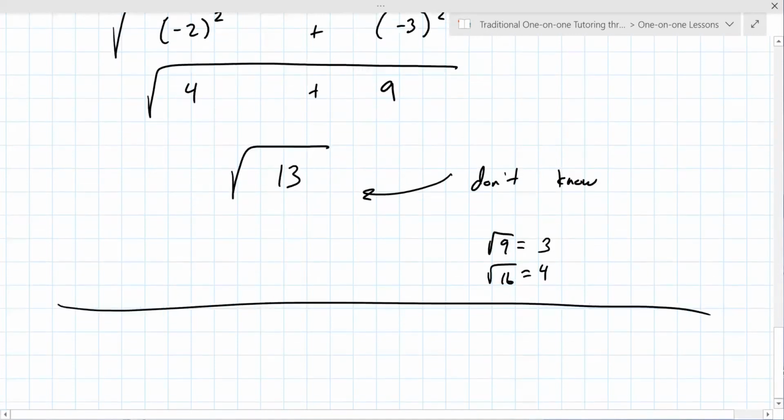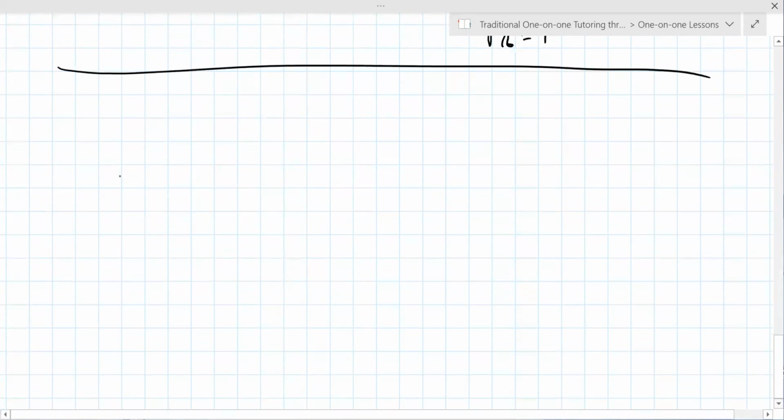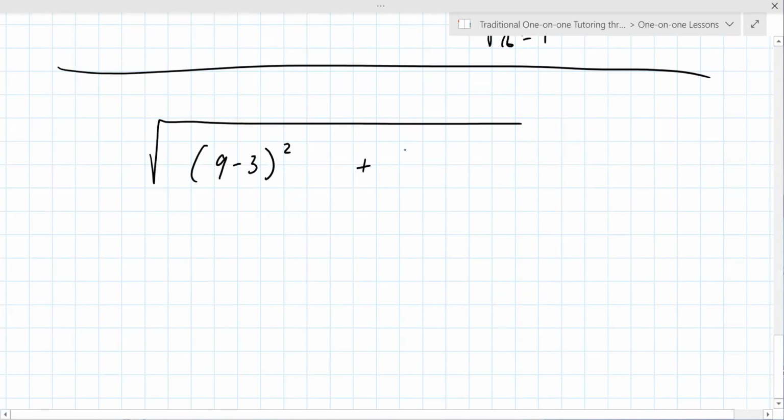Okay, so let's try another one here. Let's say it's the square root of 9 minus 3 squared plus 4 minus 5 squared. So I want you to try working out this problem.